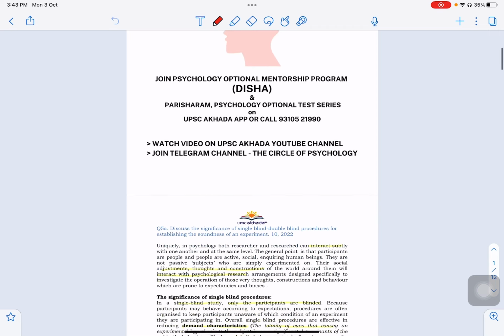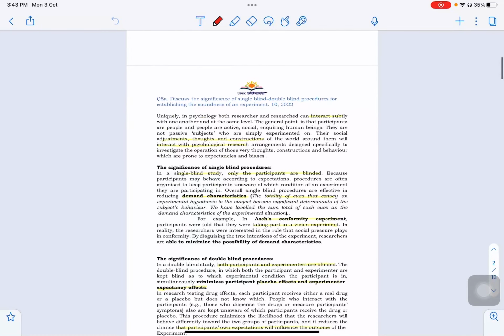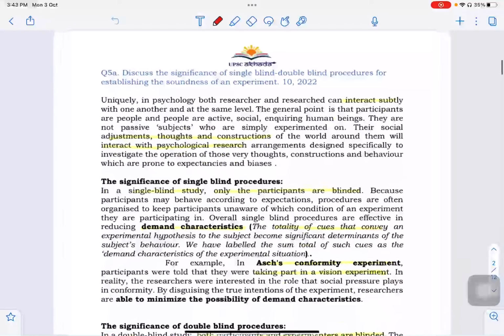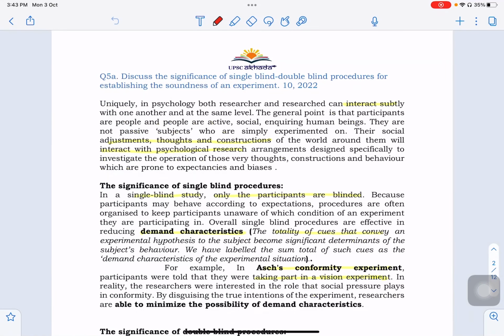Now moving further, this is question number 5, which is also mandatory. The 5A question is: discuss the significance of the single blind and double blind procedure for establishing the soundness of the experiment. So here there are two keywords. First one is the significance and the other one is the soundness.